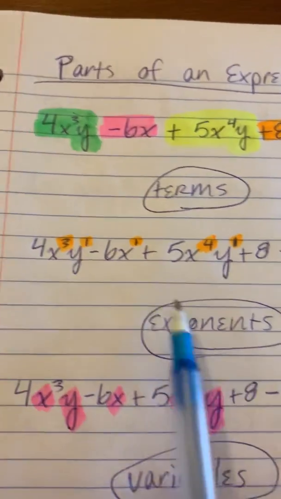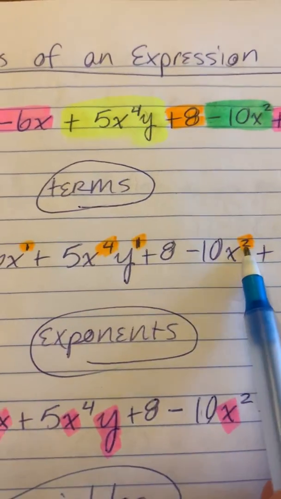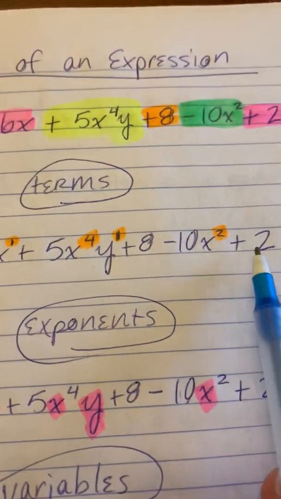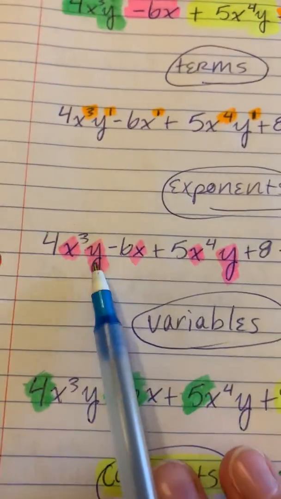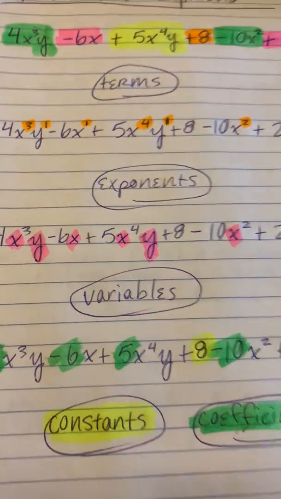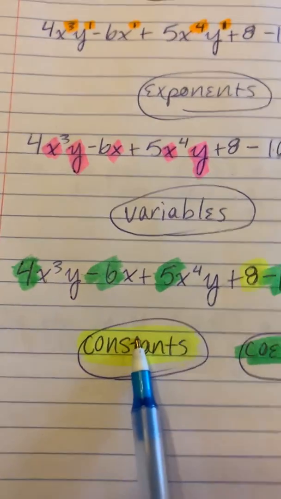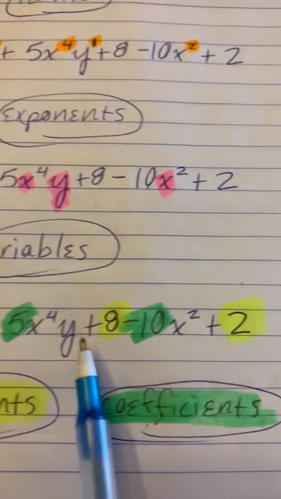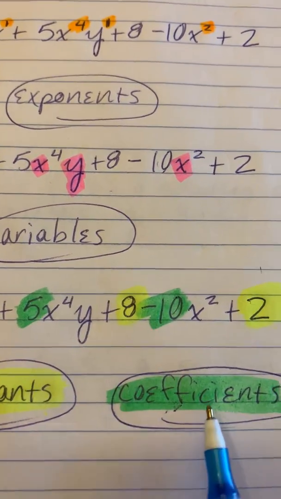Exponents are all of the little numbers above the variables. I don't have any exponents here with the 8 and the 2 because I don't have any of those. Variables are just the letters, which is what I have highlighted in pink. Constants are the numbers that are by themselves. 8 and 2 are constants.